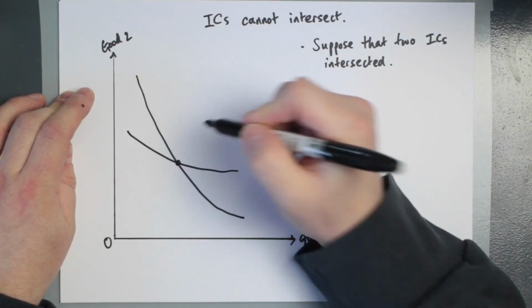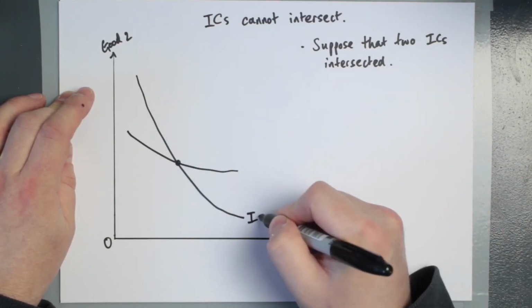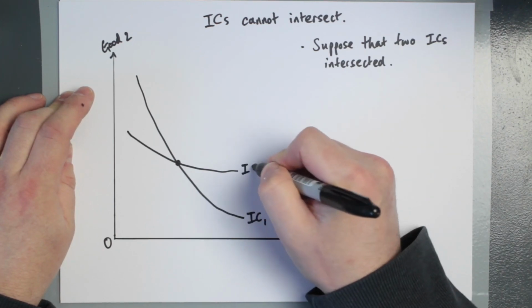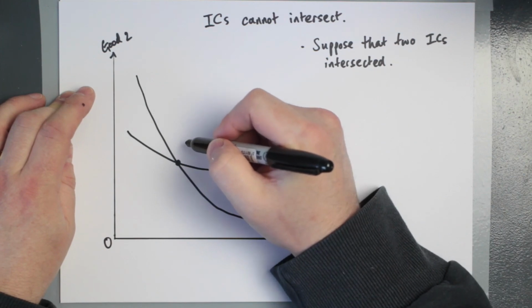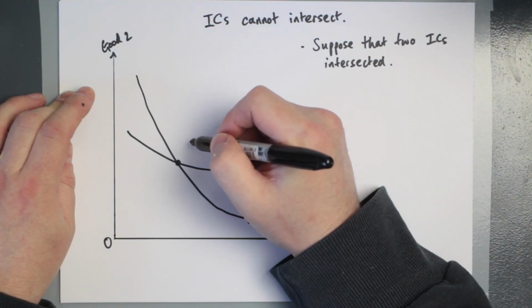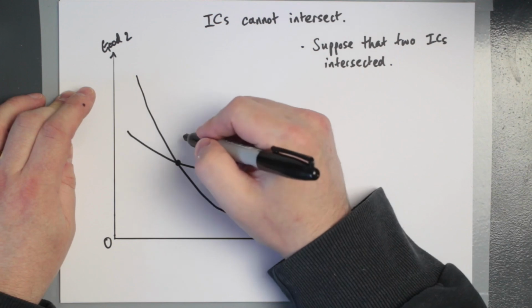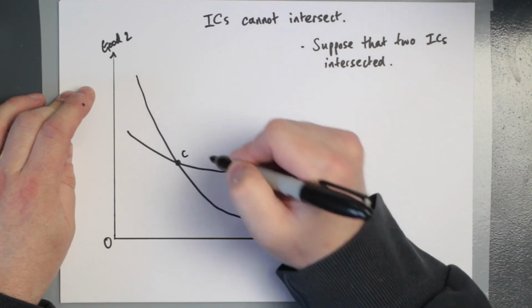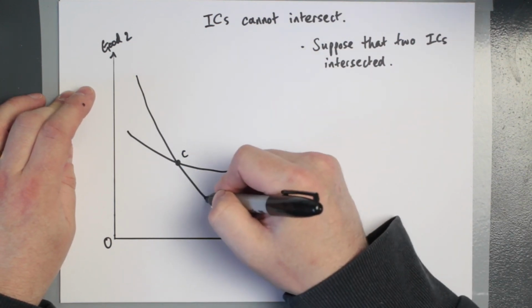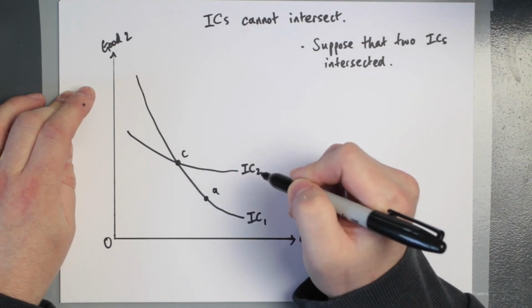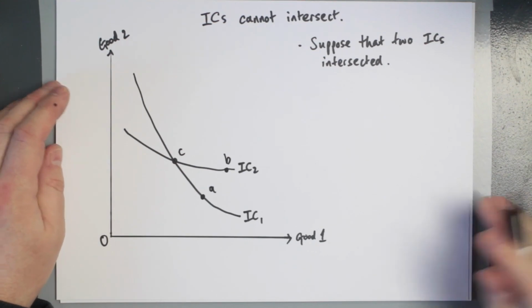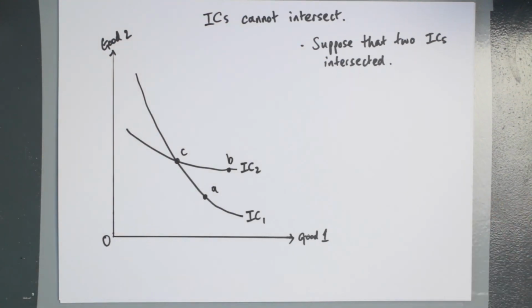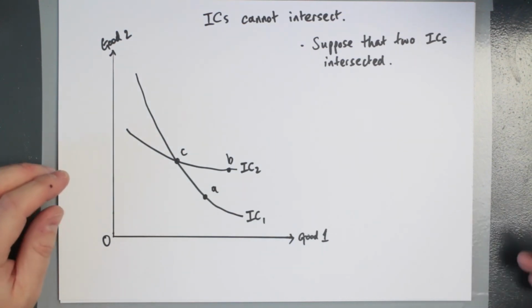So let's label a few points. This is a case of two indifference curves, indifference curve 1 and indifference curve 2, and they intersect at this point. Let's call this point here C, okay? And let's put a bundle down here, A, and let's put a bundle over here called B, okay? So this is the situation represented when two indifference curves intersect.